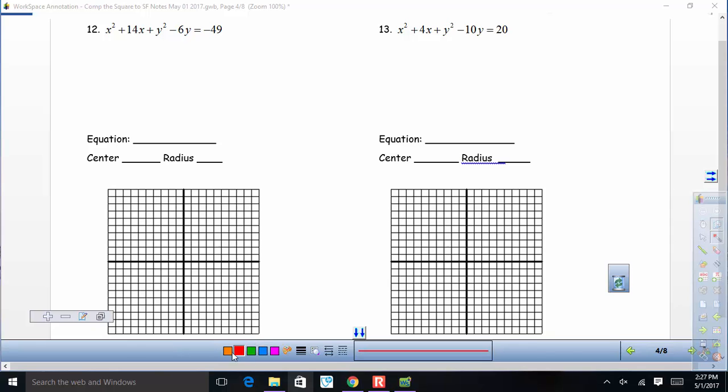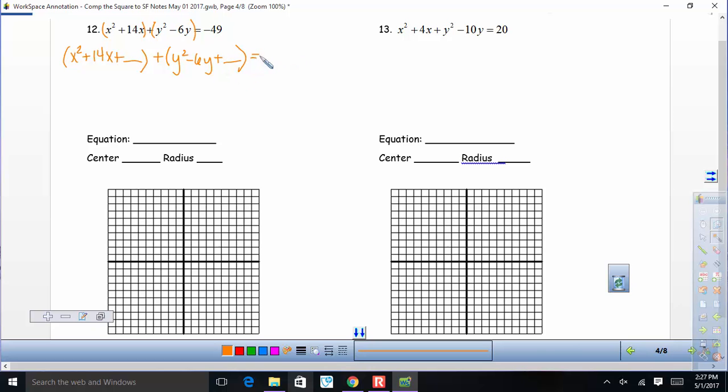So in number 12, the very first thing that I would want to do is go ahead and group my x's together and put my blanks, group my y's together and put my blanks. So I'd put parentheses x squared plus 14x plus blank, close my parentheses, plus, then I'm going to put a parentheses y squared minus 6y plus blank, close my parentheses.